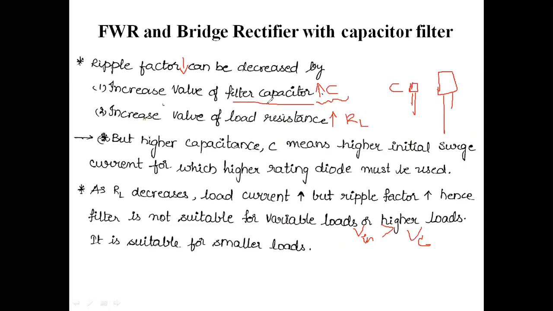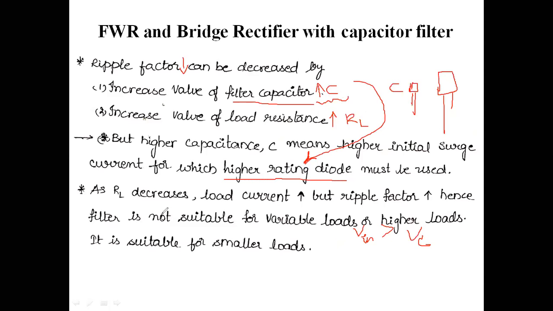That means if, in order to decrease this ripple factor, I am using a large capacitor, then we need to substitute a large rating diode also. We need to place a diode matching that rating. A higher capacitor C means higher initial surge current will take place, for which a higher rating diode must be used. If we use a higher rating capacitor, we are supposed to use a higher rating diode also. That is the meaning here.